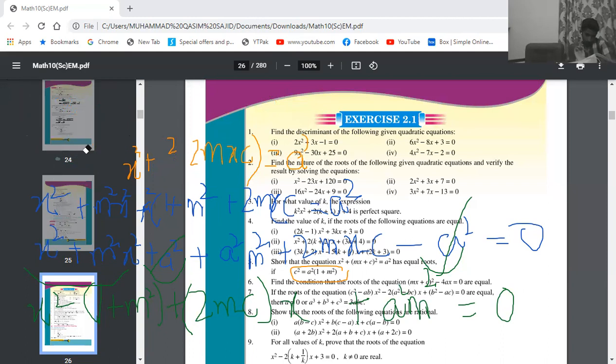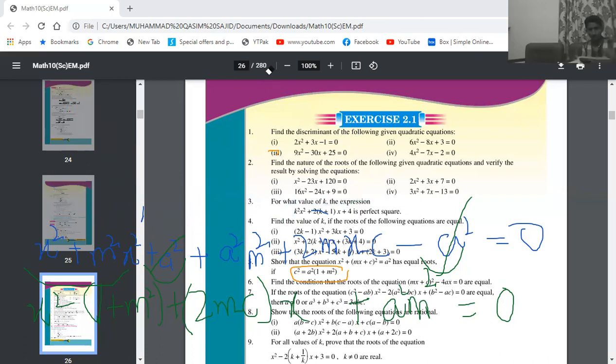So this equals to this one. Here we computed that the values of a, b, c are the given ones. The value of a equals 1 plus m square, b equals 2mc, and c equals a square m square.